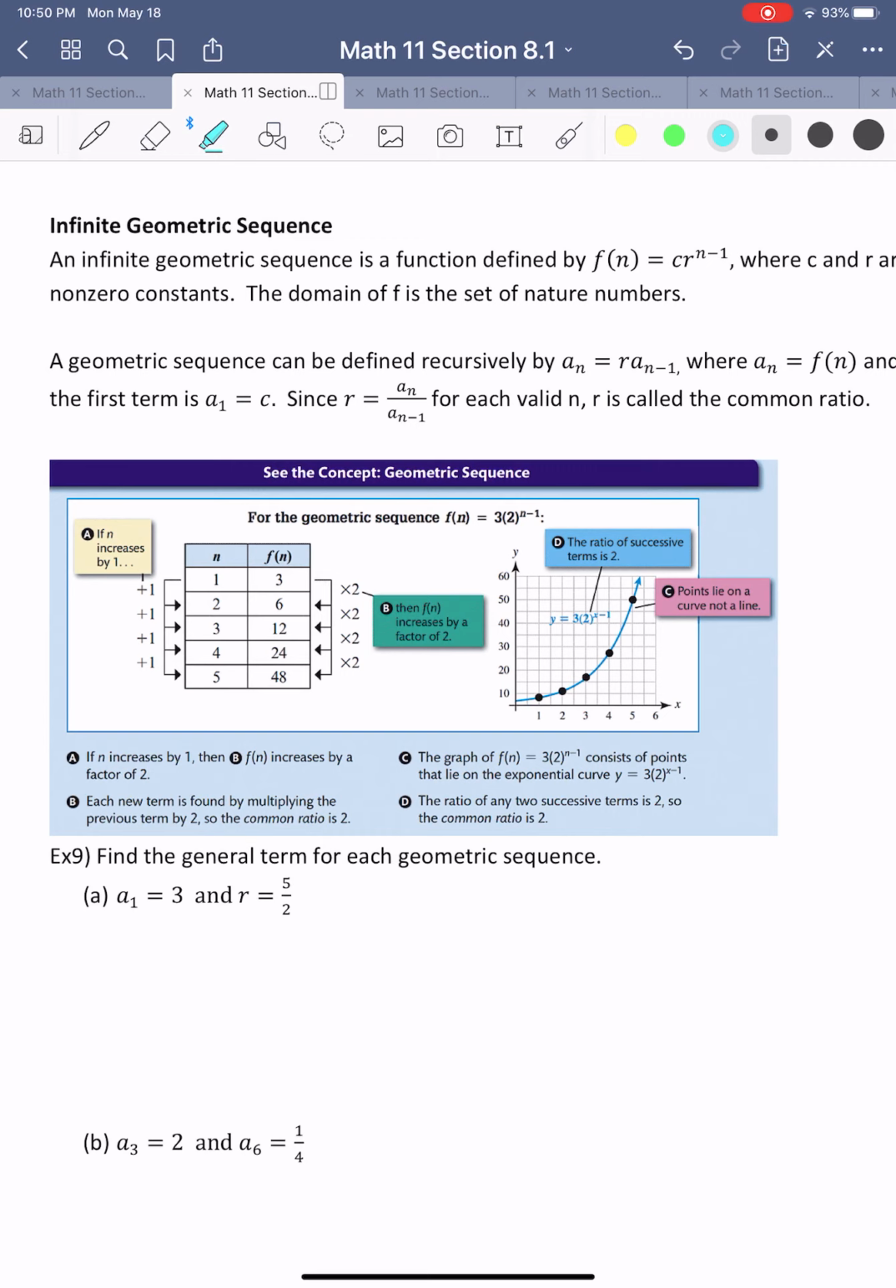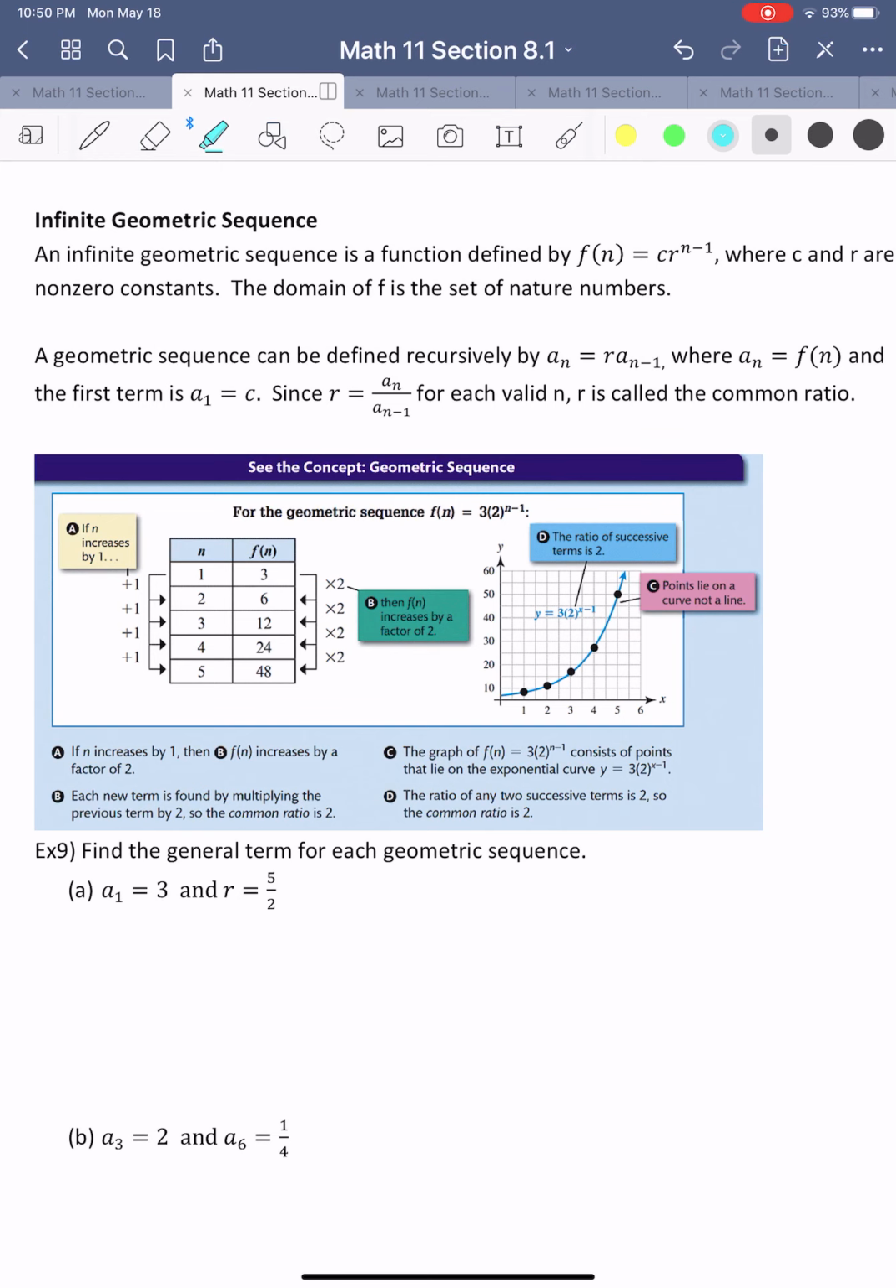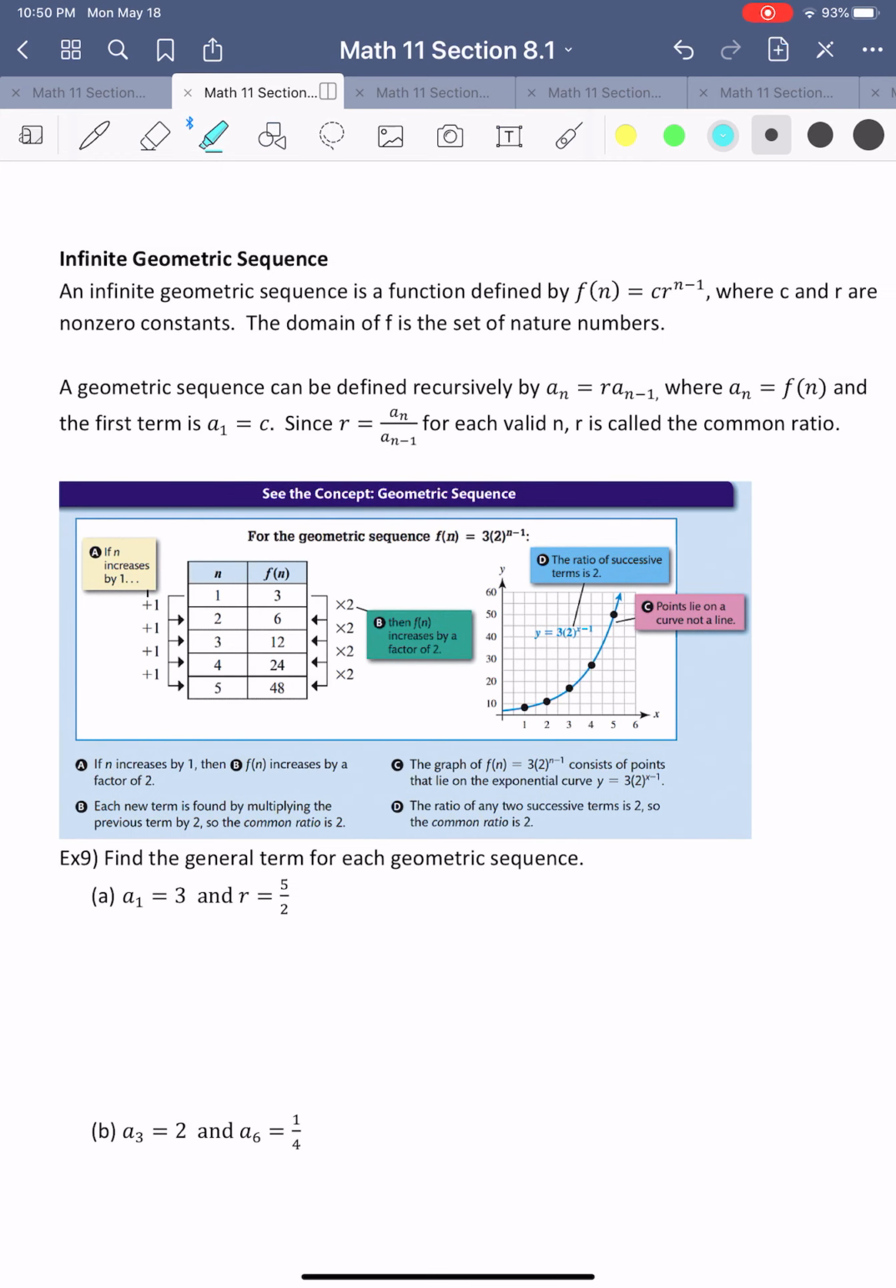Okay, so the infinite geometric sequence is a function defined by f of n equal to c times r to the n minus 1, where c and r are nonzero constants. The domain of f is the set of natural numbers. A geometric sequence can be defined recursively by a sub n equal to r times a sub n minus 1. The first term is a sub 1, which is c, and r is found by dividing consecutive terms. We call r the common ratio. So it always comes with curves, like exponential forms.